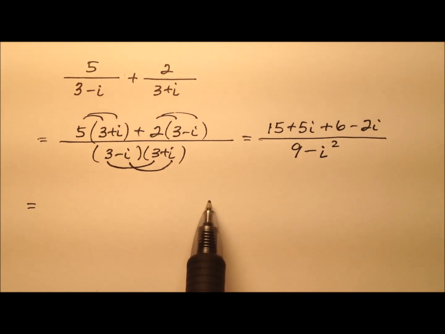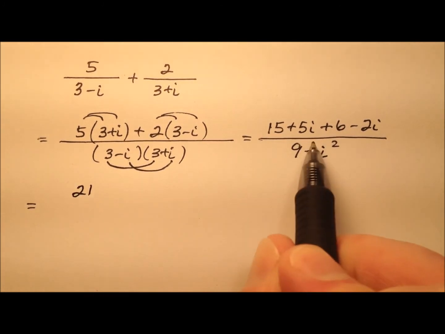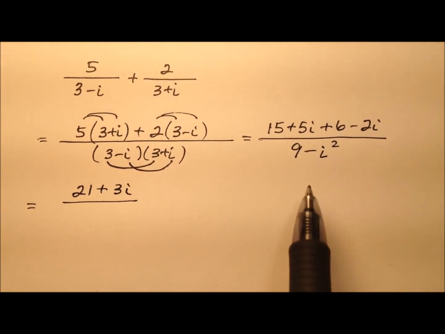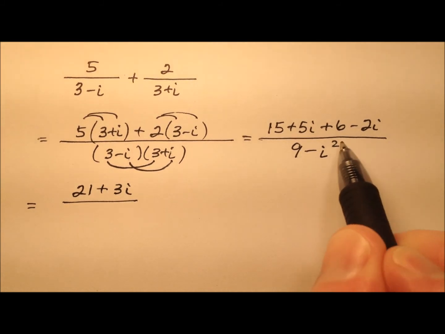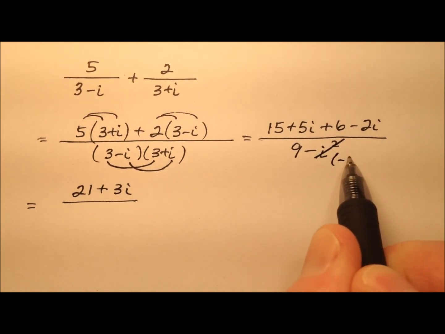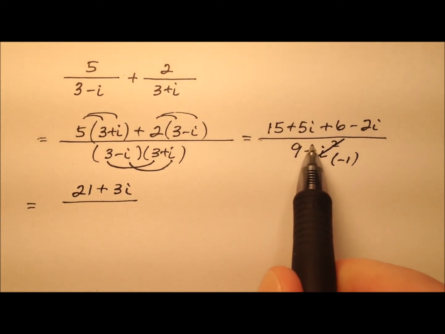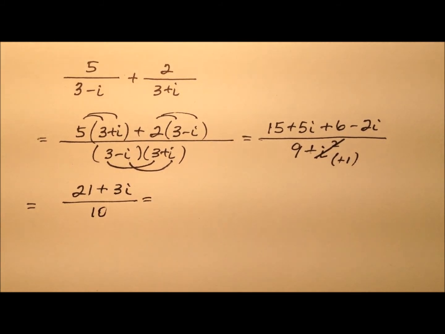Well, in our numerator, we can simplify a little bit more. 15 plus 6 is 21, and then 5i minus 2i is plus 3i. Over, what we have here is 9 minus i squared, but really i squared is negative 1. So 9 minus a negative ends up being a 9 plus a 1, so that's a 10.